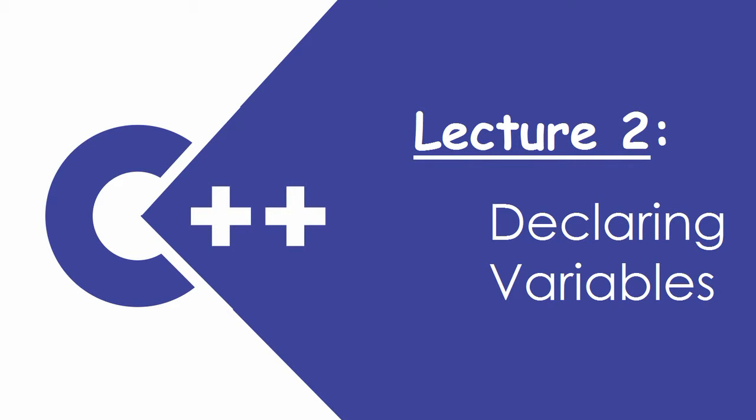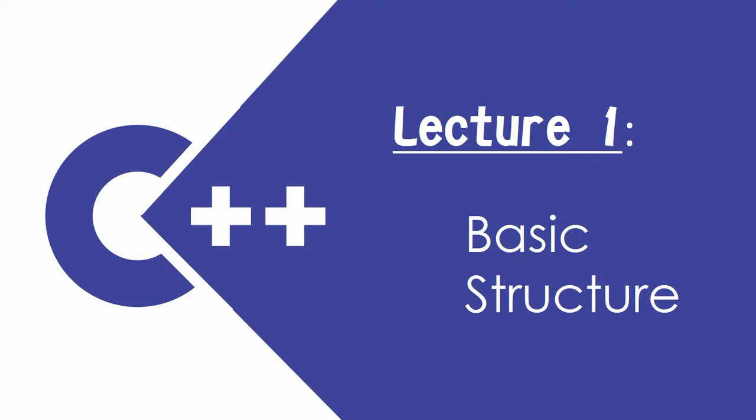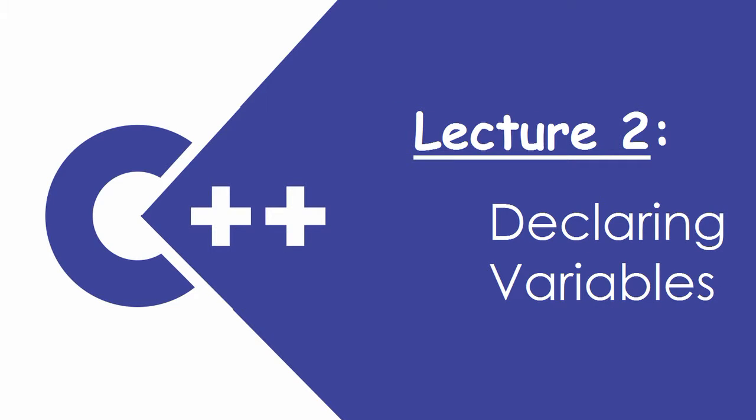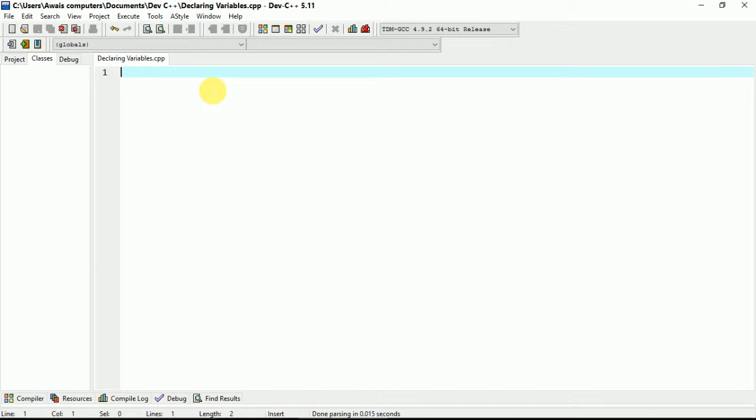Hello and welcome to the second lecture of the C++ programming language. In the previous lecture, we learned about the basic structure of a C++ program. In this lecture, we shall learn about declaring variables. So, let's get started. I am creating the basic structure.